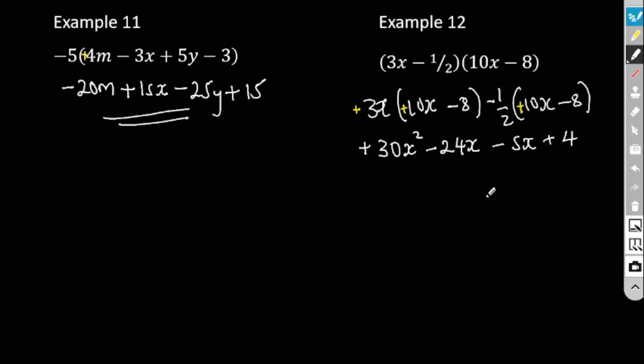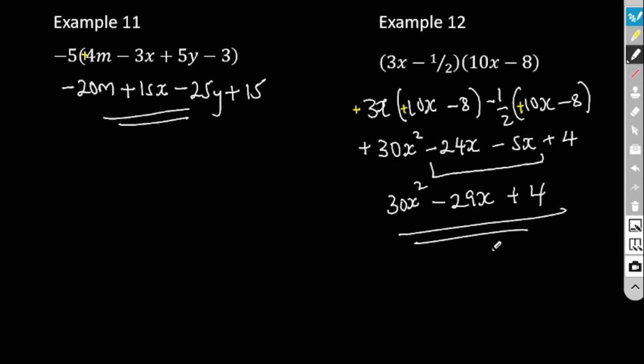The second thing we need to ask ourselves is, do we have like terms? In this case, we have like terms. -24x and -5x are like terms, so we need to bring them together. And for the case of 30x squared, we just need to drop it without the positive sign. Then -24x minus 5x is going to give us -29x, then plus a 4. And that is going to be the simplified form of the expansion of example 12.